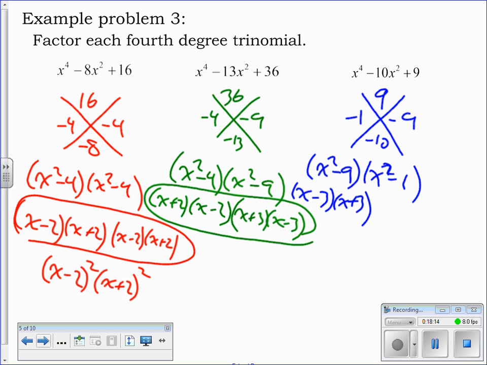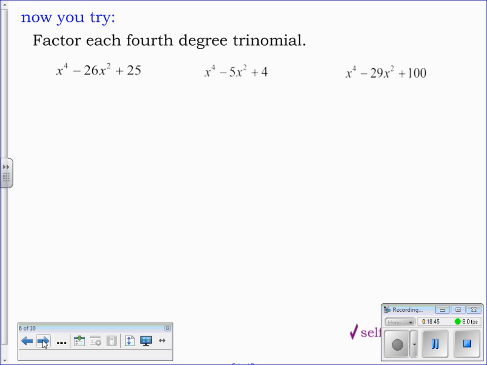1 squared is 1. 1 cubed is 1. 1 to the 4th is 1. 1 to the 5th is 1. 1 is always 1 to some power. 1 is 1 squared. That's x squared minus 1 squared. So it'd be x plus 1, x minus 1. Your turn.